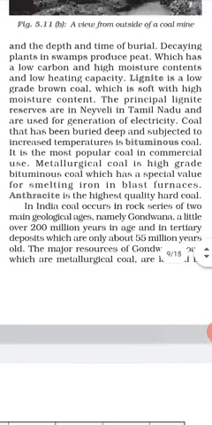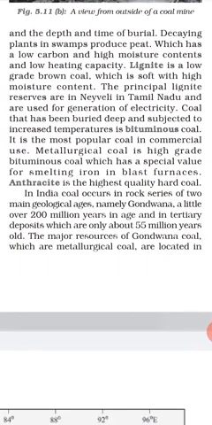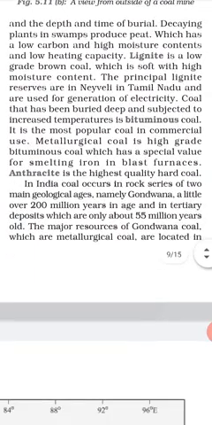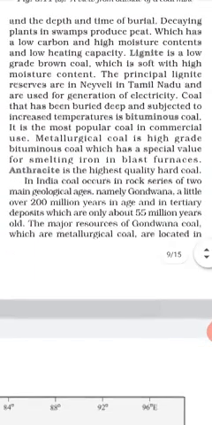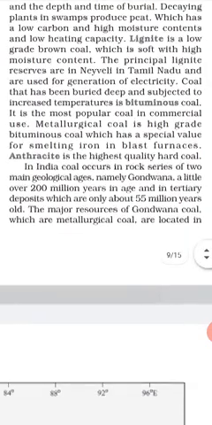The third one is bituminous. This type of coal is formed due to increased temperature. It is the most popular coal for commercial purposes. It is a high grade coal, of special value for smelting iron in blast furnaces. And the fourth one is anthracite. It is the highest quality hard coal.